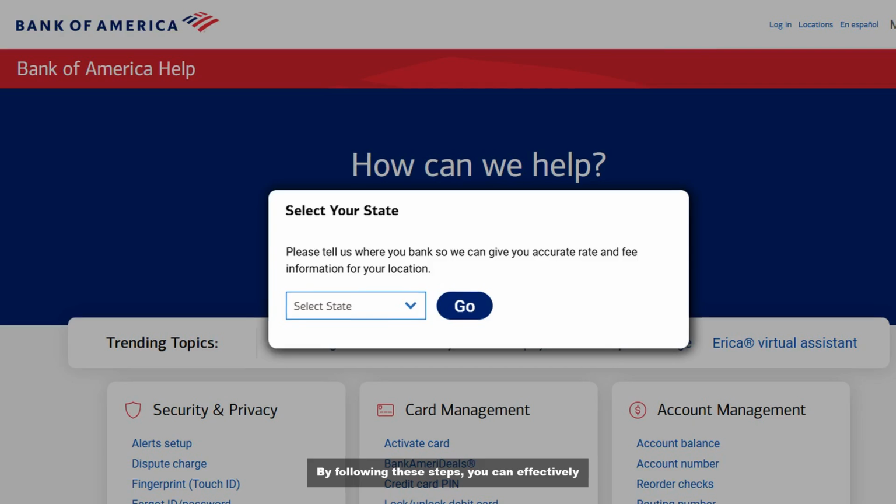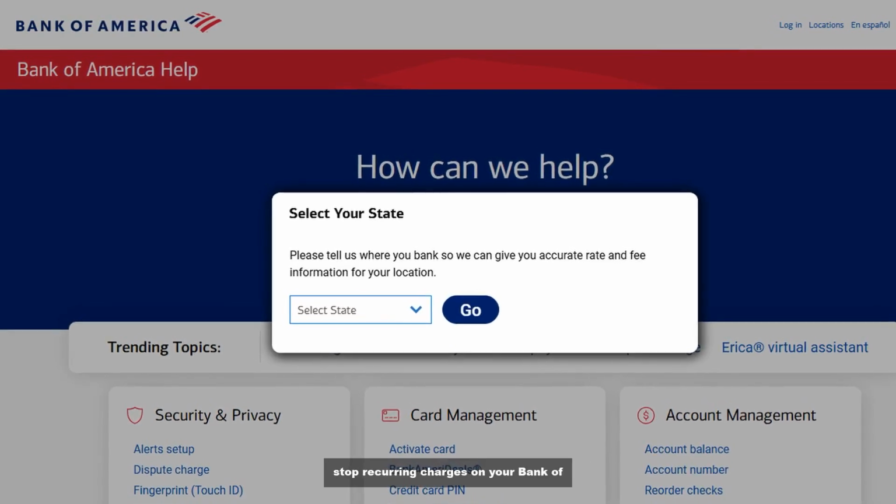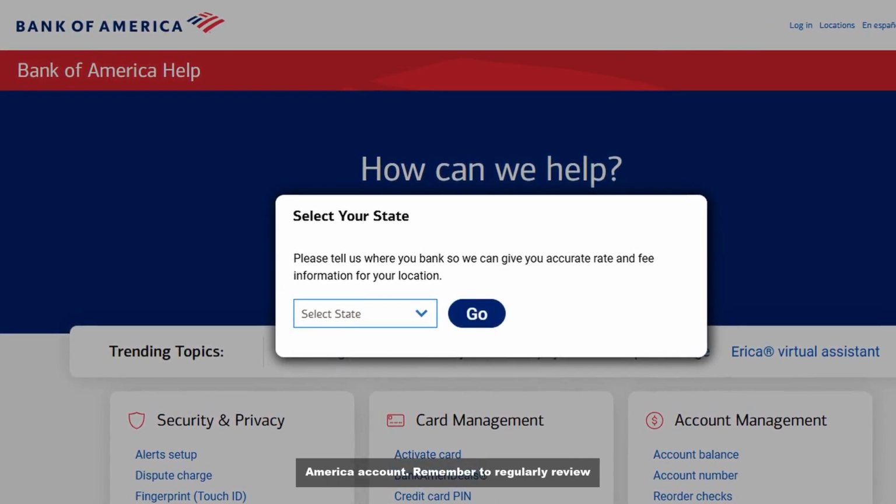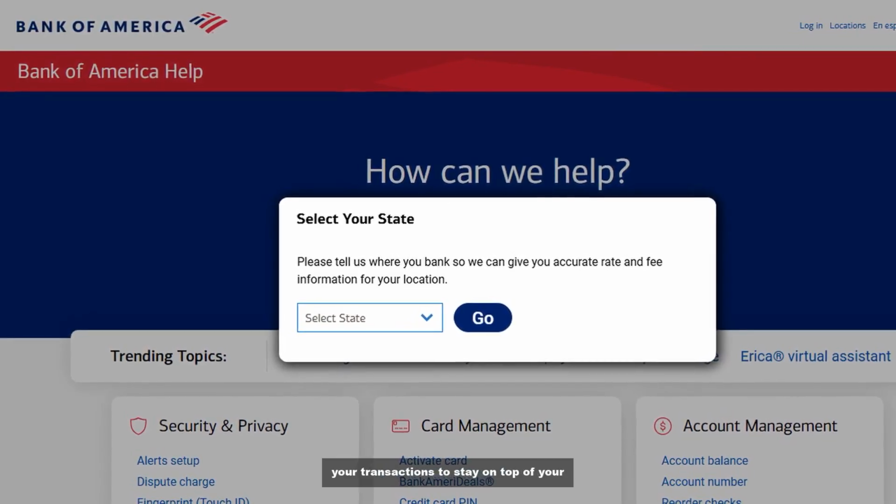By following these steps, you can effectively stop recurring charges on your Bank of America account. Remember to regularly review your transactions to stay on top of your subscriptions.